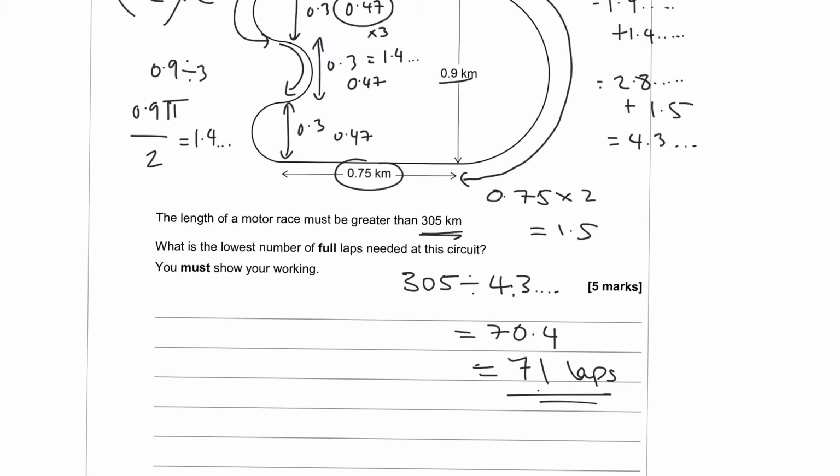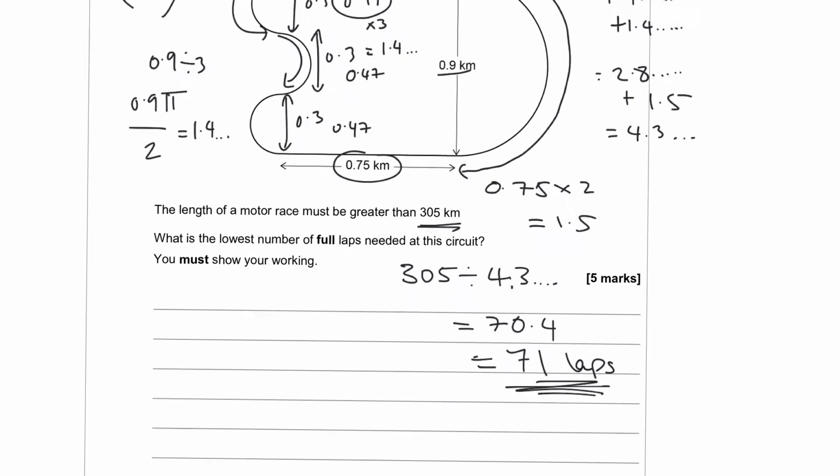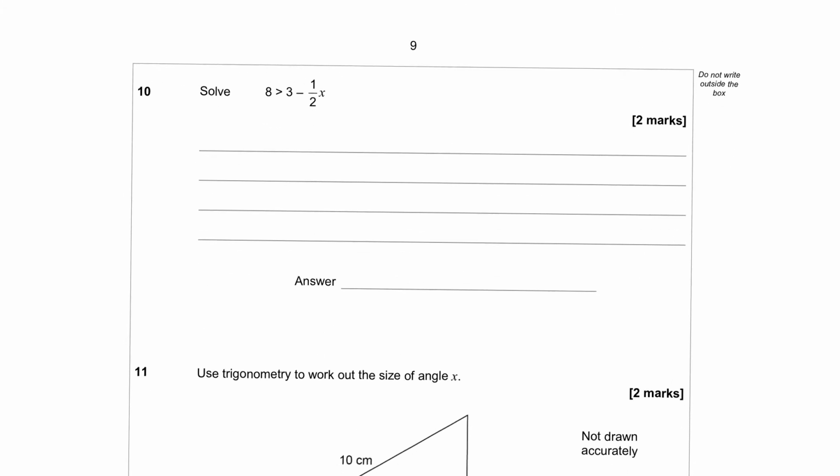And I hope that makes sense. Okay, so moving on to question 10. It wants us to solve the inequality 8 is greater than 3 minus a half x. So let's have a look at this.